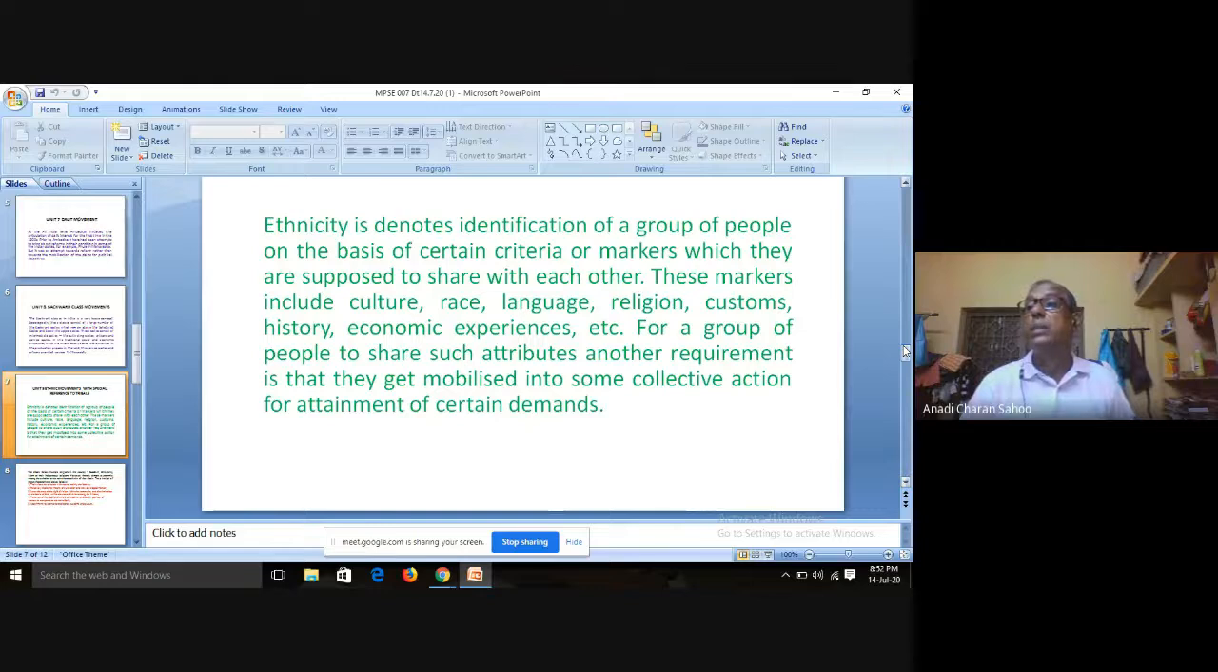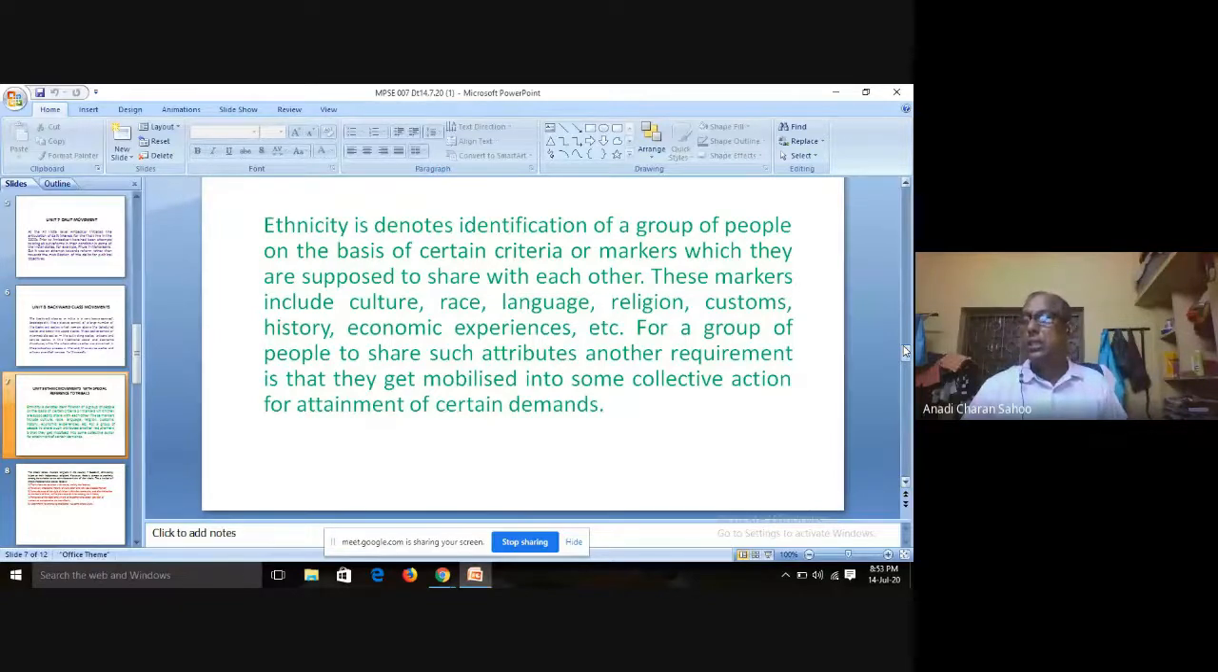Ethnic movements are concerned with the preservation and protection of the cultural identities of the ethnic groups and their other interests. Another concept which is related to ethnicity is nationality or nation. While some scholars differentiate between ethnicity, nationalities, or even nations, they are used interchangeably.